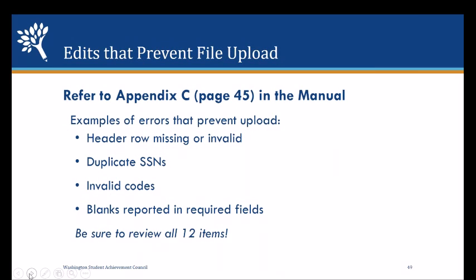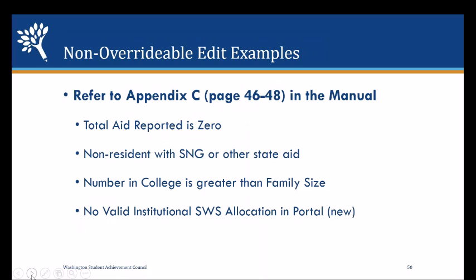Appendix C on page 45 does list all the edits that prevent your file upload, and I alluded to this a little bit earlier. If your header row is missing or invalid, if you have duplicate Social Security numbers or any invalid codes, so make sure that even if you have a header row that's there, if the codes or the field names are not accurate, it won't upload. And then blanks in required fields is another example of something that will prevent the file upload. So make sure that you review all 12 items so you don't have any surprises.